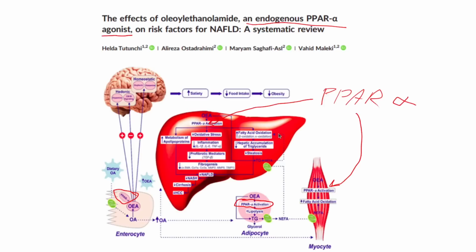You're burning more fat. So this sort of glowing review about oleoyl ethanolamide, you see it's triggering PPAR-alpha, and that's reducing oxidative stress, and it's reducing inflammation, and it's reducing non-alcoholic fatty liver disease, and it's reducing cirrhosis, and it's increasing fat oxidation. And in your intestinal cells, OEA is activating PPAR-alpha, and that is increasing satiety, and it's decreasing food intake, and it's decreasing obesity. So it sounds pretty great, right?